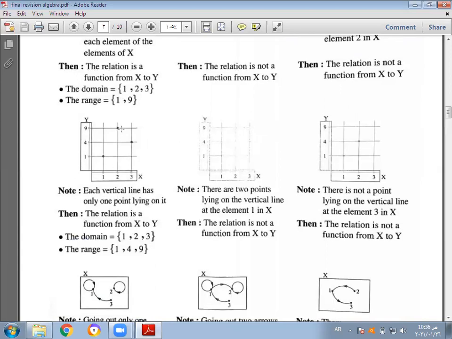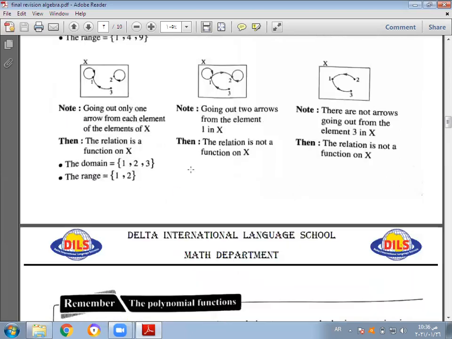Here, each vertical line has only one point lying on it, so the relation is a function, and the domain is x, {1, 2, 3}, and the range is {1, 4, 9}. Here, there are 2 points lying on the vertical line at the element 1, here and here, so the relation is not a function. There is no point lying on the vertical line at the element 3, so the relation is not a function, and so on.